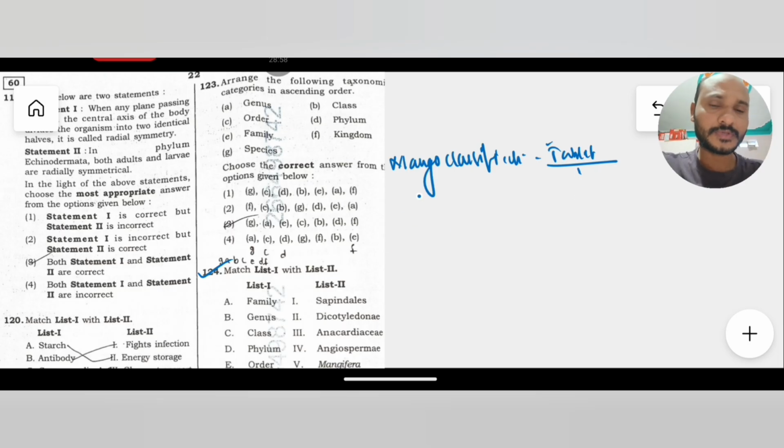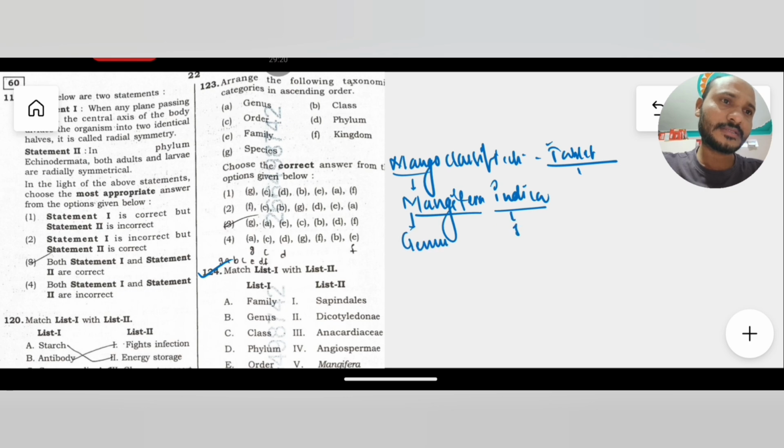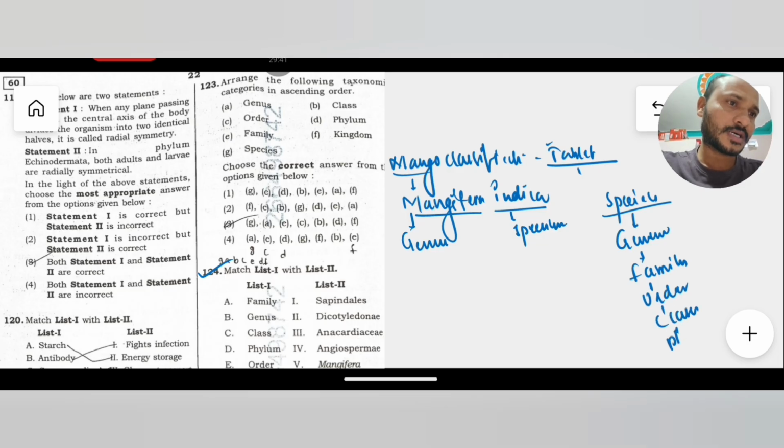First we need to write in sequence order. First, the scientific name of mango: Mangifera indica. In Mangifera indica, Mangifera is the genus and indica is the species. First we write species in ascending order: species, then genus, then family, then order, then class, then phylum or division, and lastly kingdom. We arrange this taxonomical category in descending order, so it is somewhat easy.